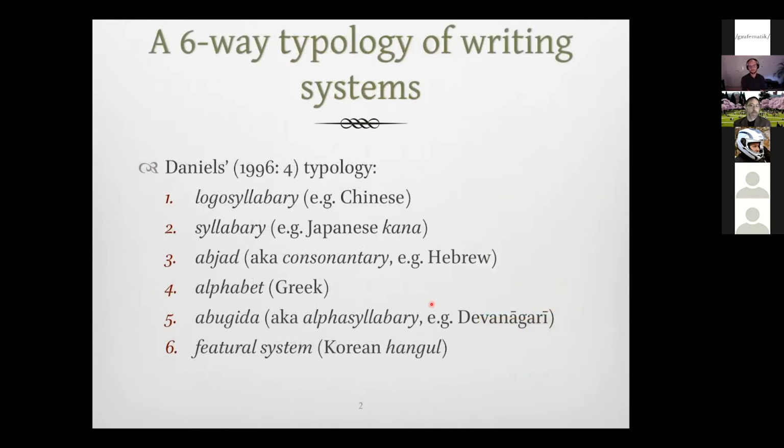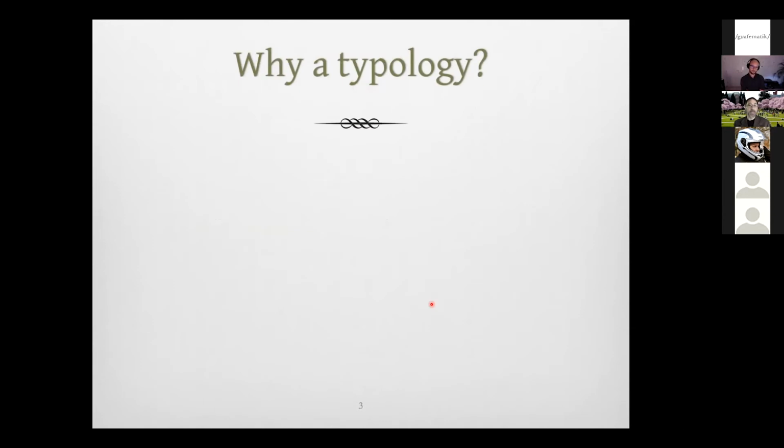Just to give you one example, this is Daniels's typology from 1996, in which he's expanded Gelb's classic three-way typology into a six-way typology: logosyllabary, syllabary, abjad, alphabet, abugida, featural system. I'm not going to talk about the details of these typologies and argue for which is more or less appropriate at this level of detail. I just wanted to give you an example of how complex and fine-grained they can get.